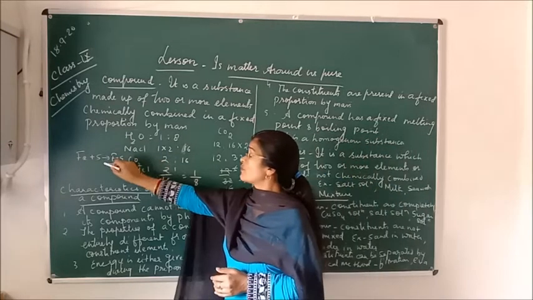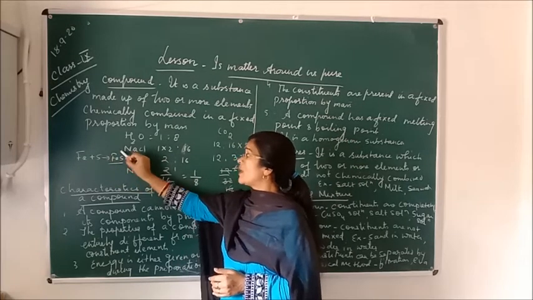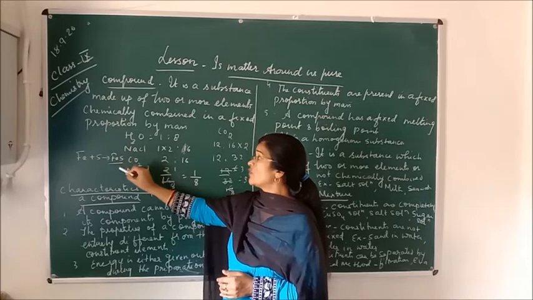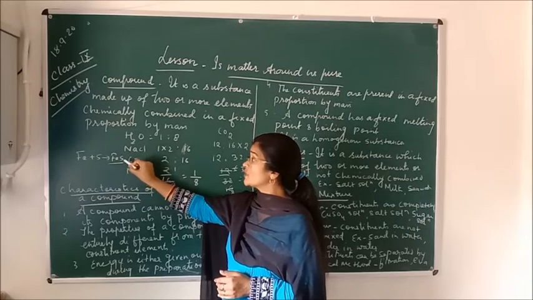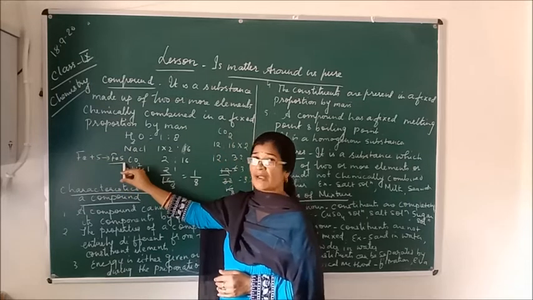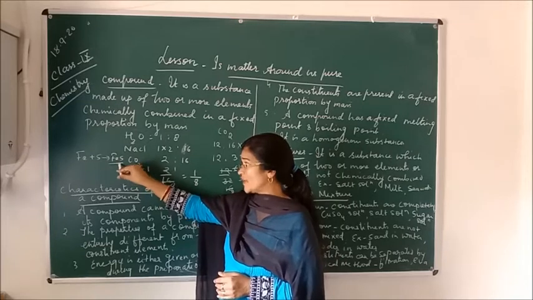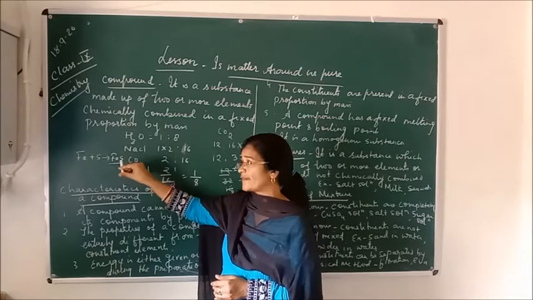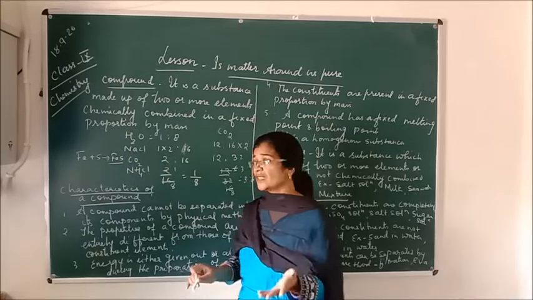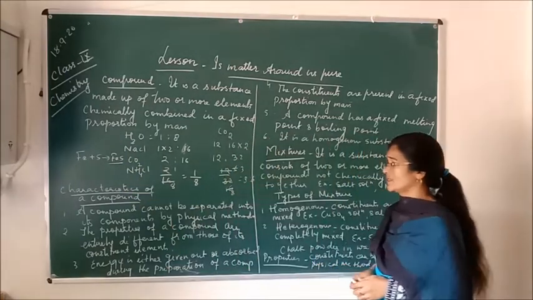But here, when iron and sulfur are heated, it forms iron sulfide. So what will happen here? The iron sulfide will not show the properties of iron and sulfur. Now if we bring a magnet near the iron sulfide, the iron, the constituent element present here, will not be attracted by the magnet. Here the properties of the compound have totally changed from its constituent elements.